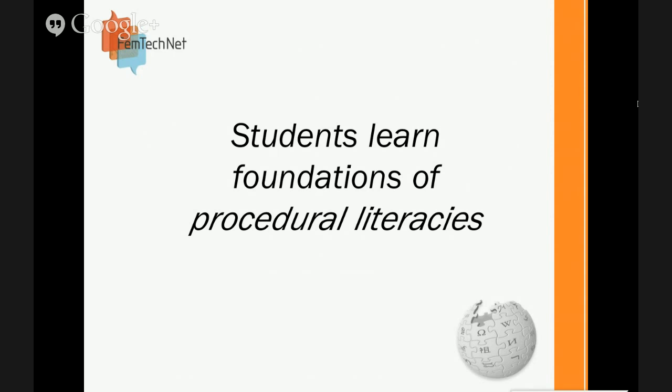I've been talking about the usefulness of teaching with Wikipedia and teaching students how to edit Wikipedia in the context of understanding this concept of procedural literacies. And so I want to take a little bit of time to explain what I mean by that. The term procedural literacy has been propagated by digital humanists to talk about the foundational literacy of computer programming and computer coding.